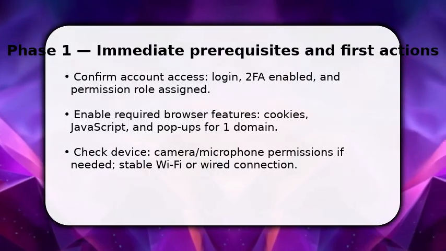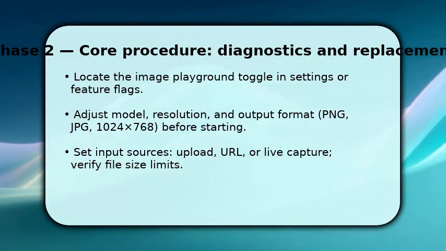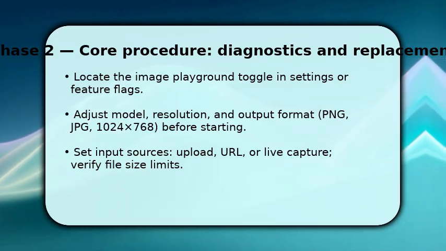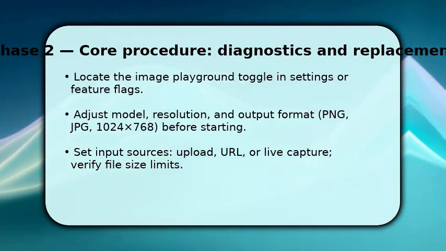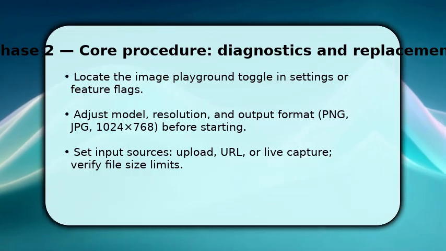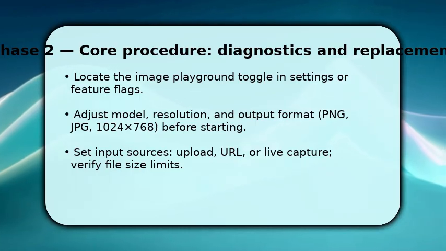Once done, navigate to Settings and find the Image Playground toggle or feature flag, flip it on, and wait for the interface to initialize. Then configure key options. Choose the model, set output resolution such as 1024 x 768, and pick the format, PNG or JPG, because these affect quality and processing time.